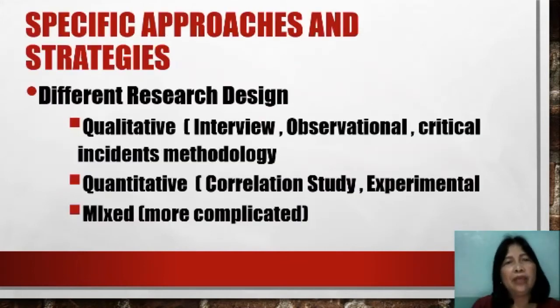The number 2 element is the specific approaches and strategies. The different approaches and strategies of research are the following. First is the qualitative study. In here, qualitative data includes words, opinions, thoughts, feelings, and behaviors. The advantage is that you get lots of detail about specific cases, people, or groups. The disadvantages are that you can't make general statements and that analysis is time-consuming.